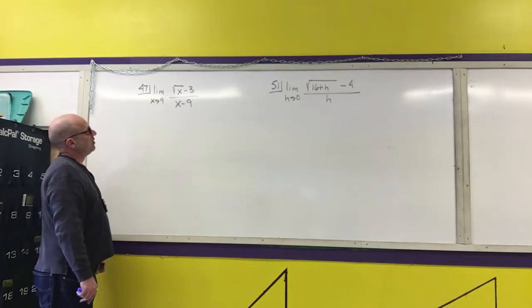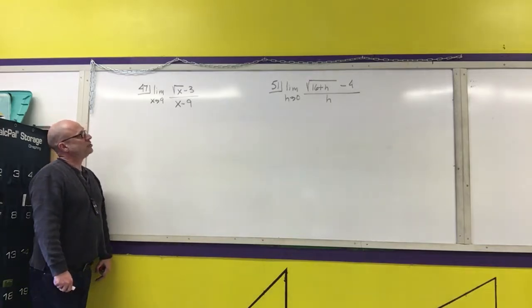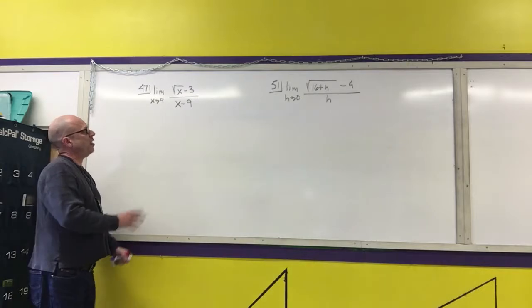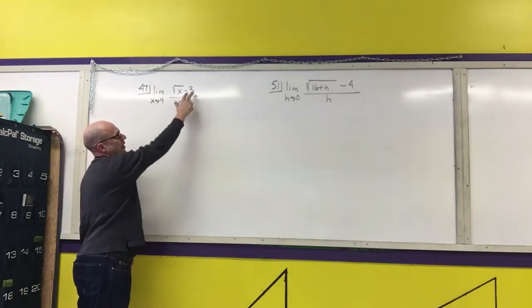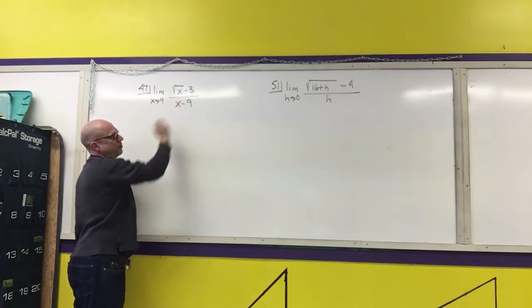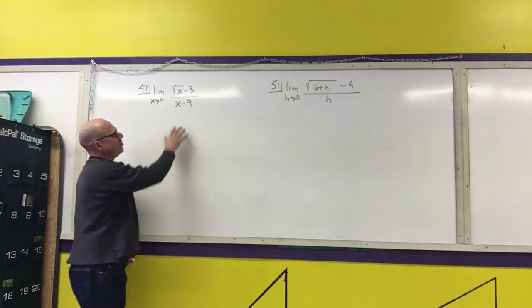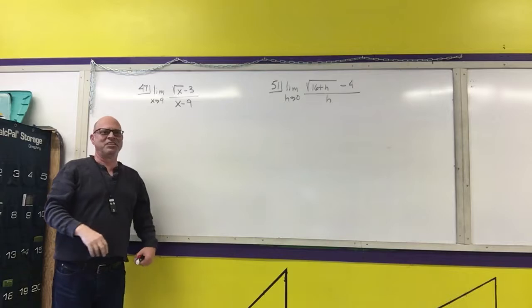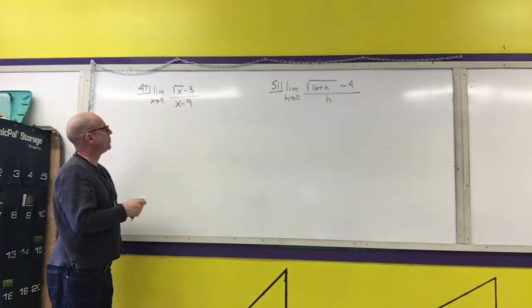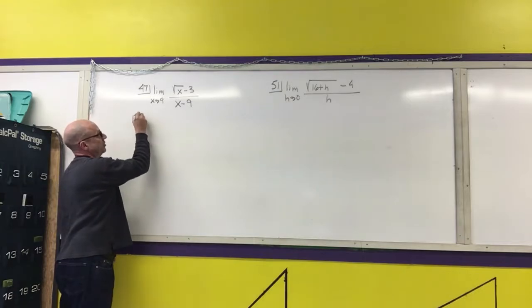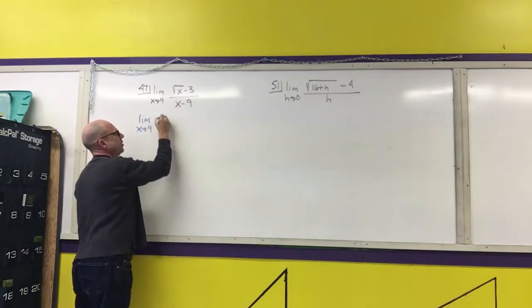What I look at when I look at this problem, there are a couple ways to do this problem, but I recognize that the square root of x is the square root of this term, and then 3 is the square root of that term. So I'm going to use the difference of squares pattern in a weird way to actually rearrange this limit. So what I'm going to do is rewrite this as the limit as x approaches 9. I'm going to leave the numerator alone.